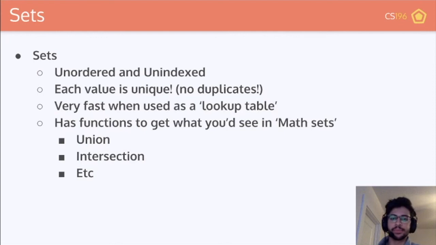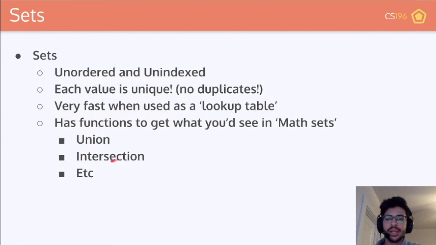Another feature is that it is very fast when you use it as a lookup table. This is something that we will talk about very briefly after some code examples. However, it does require some knowledge of things that aren't exactly taught yet. You will learn it later in 125 and definitely in CS225. Also, these sets have functions like what you would see in a math set, so you would have things like union, intersection, etc.